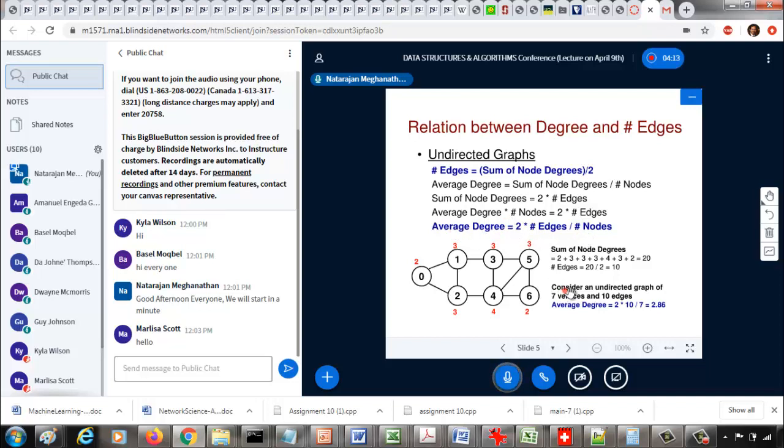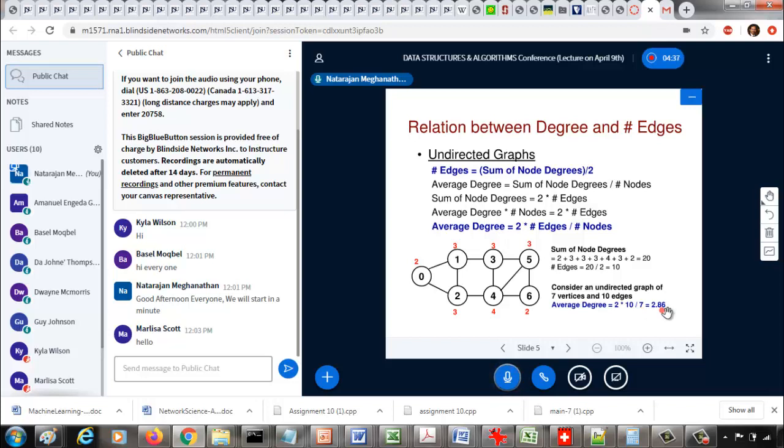So for example, I could give you a small problem like this. Consider an undirected graph of 7 vertices and 10 edges. I have given you the number of edges as well as the number of nodes. So just substitute in this formula to get the average degree of all the vertices in the graph. It is 2 times the number of edges divided by the number of nodes, that is 2.86.